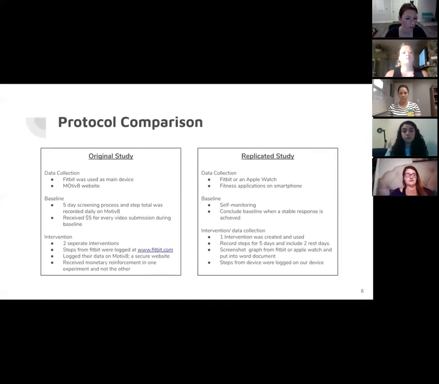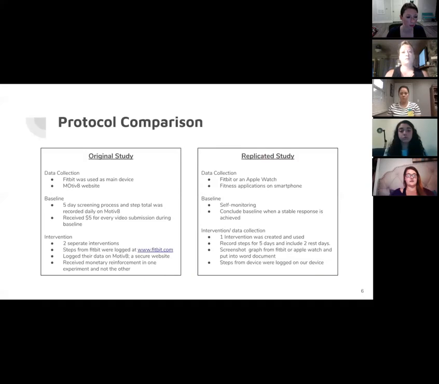Now we're going to move on to the intervention. The original study consisted of 2 separate interventions, while the replicated study only had 1. The original study also used Fitbit.com in order to record their steps for the day. The data was then transferred to Motive8 on a secure website. Of the 2 interventions used, one of them used monetary reinforcement and the other did not.